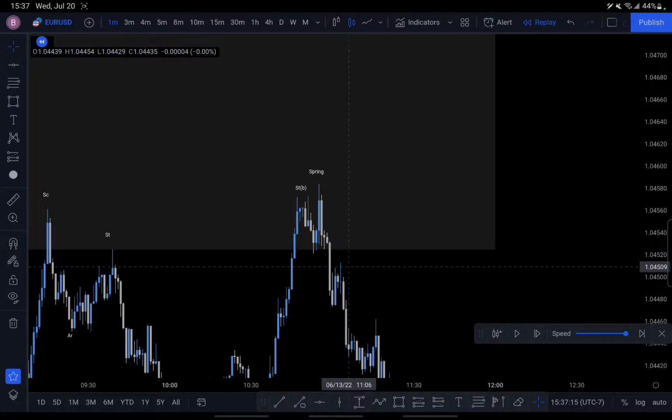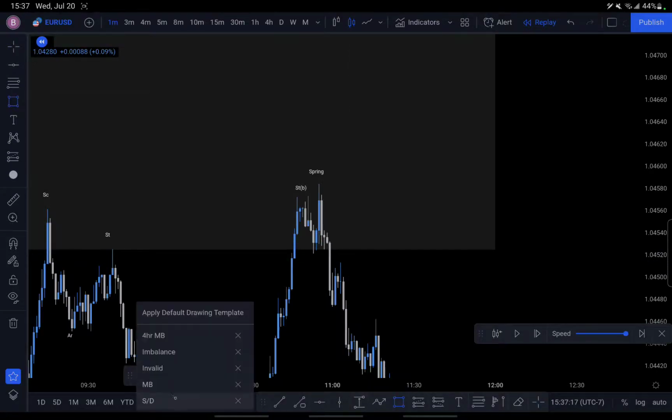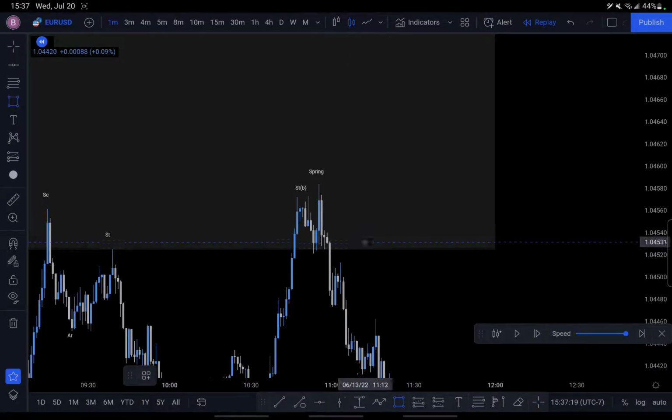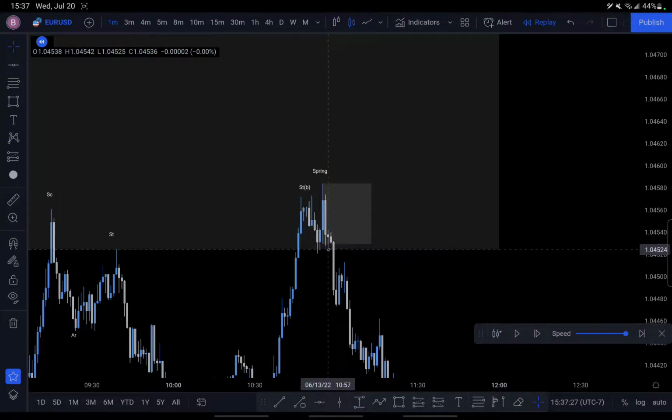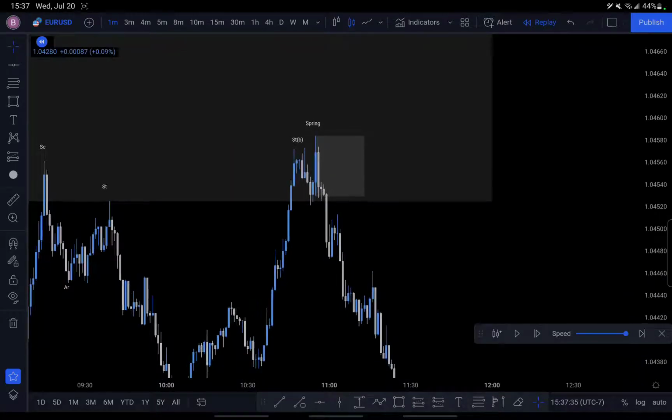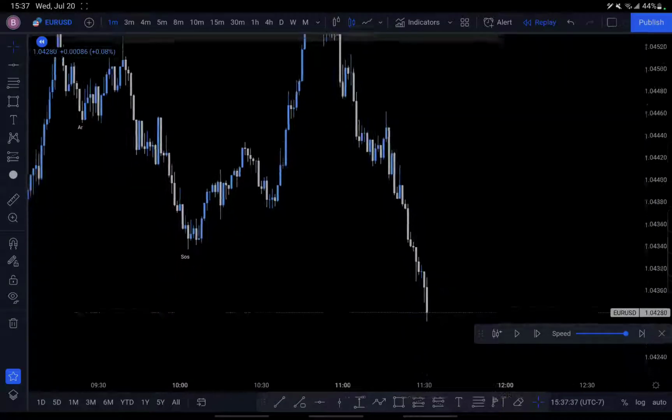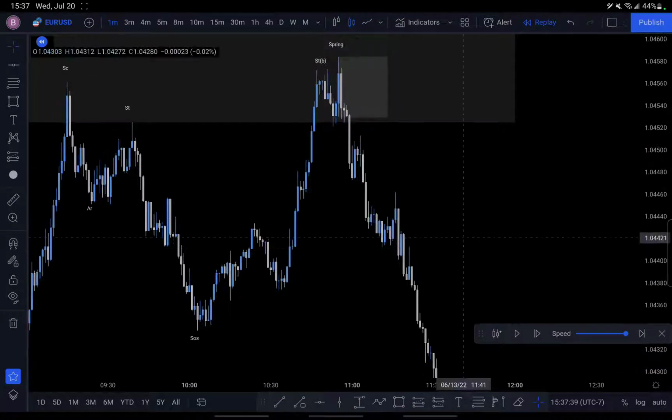So I'm gonna mark up the supply zone in here, which is the last up move before the down move. So price breaks through right here, comes back in, tests the zone before going back down, coming back up, filling some of the imbalance before coming back down and breaking to the bottom.